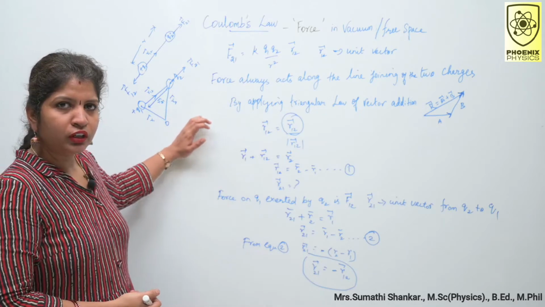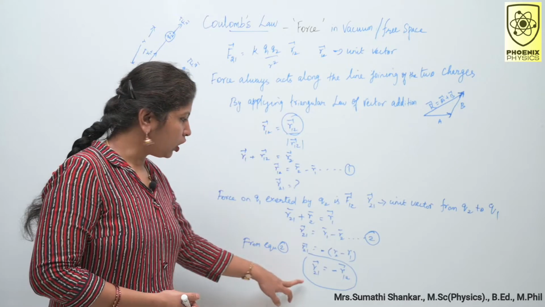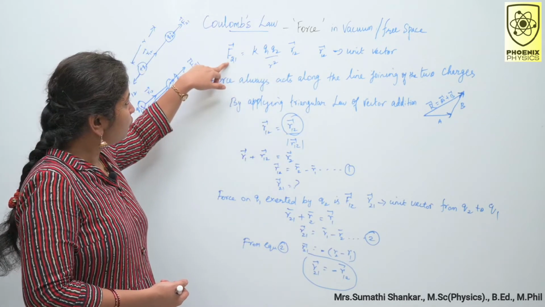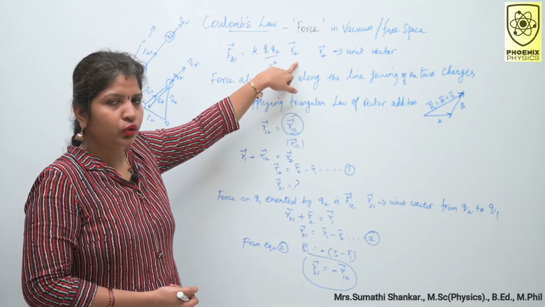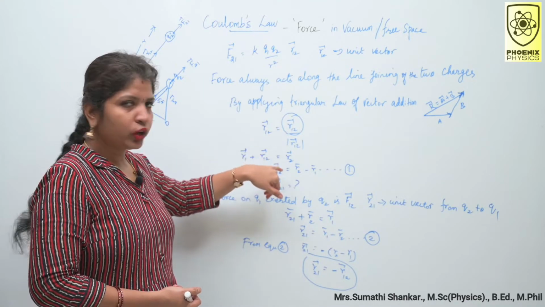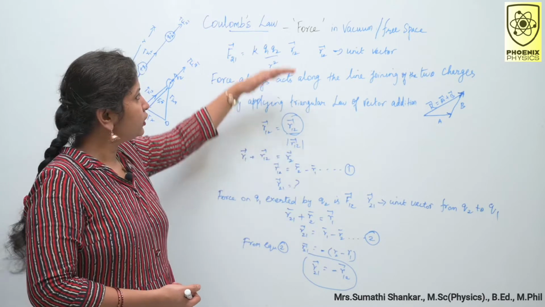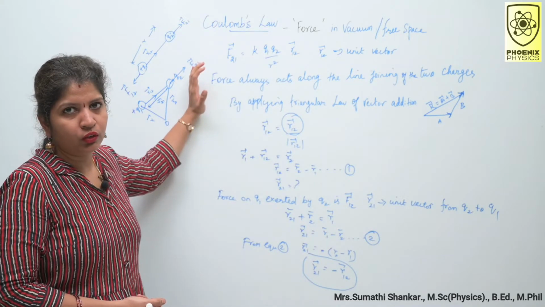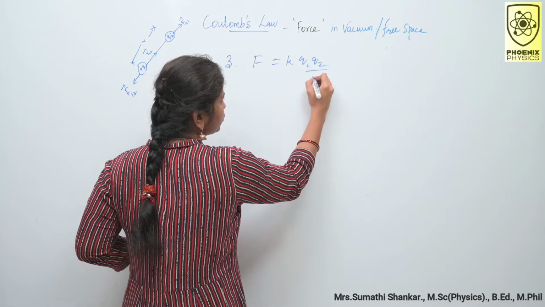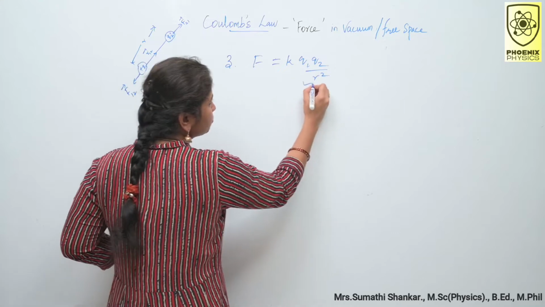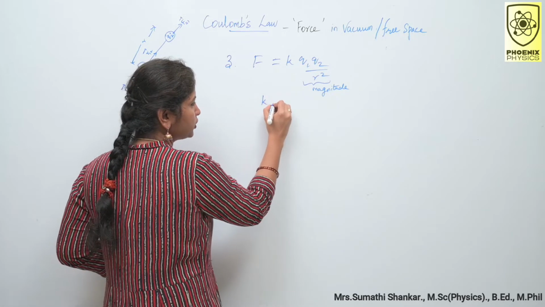In this second point, we found out the R12 vector and R21 vector. So you know the formula, F21 is equal to K Q1 Q2 by R squared R12. Once you know R12, you can easily take the modulus of R12 also. Then you can substitute and easily find out the forces. F is equal to K Q1 Q2 by R square, right? This is magnitude alone. Then what about K? K is a proportionality constant.